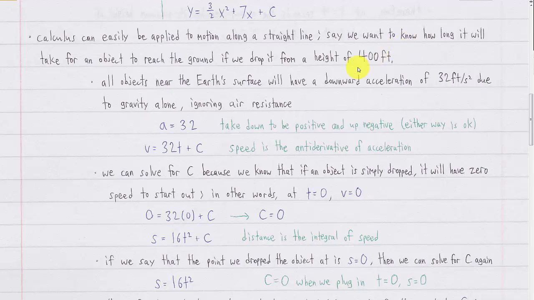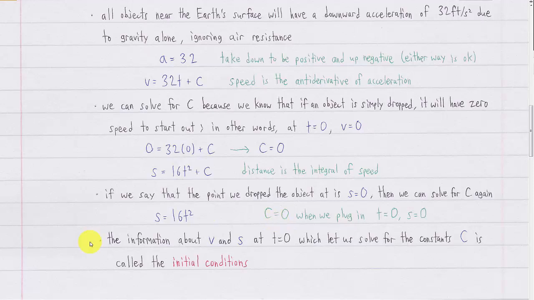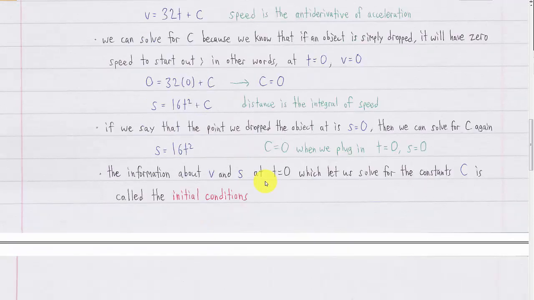So all we have to do to find out how long it takes to reach the ground is plug in s equals 400 and solve for t. So this information about v and s at t equals 0, remember we said at t equals 0, s and v are equal to 0, and that allowed us to solve for the c. So these are called the initial conditions or initial values.